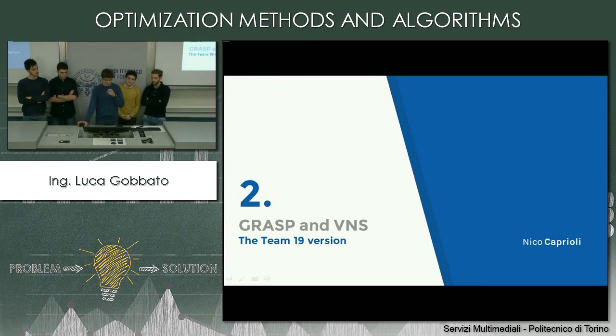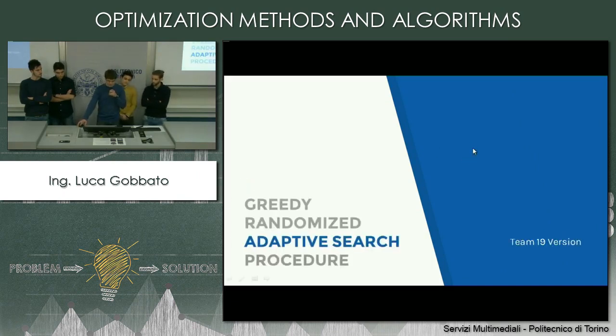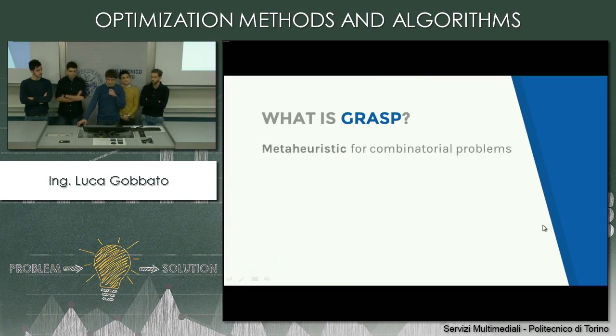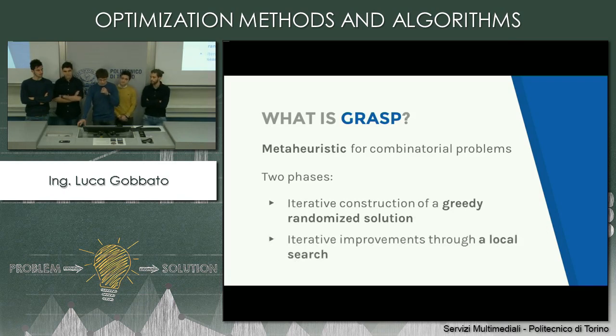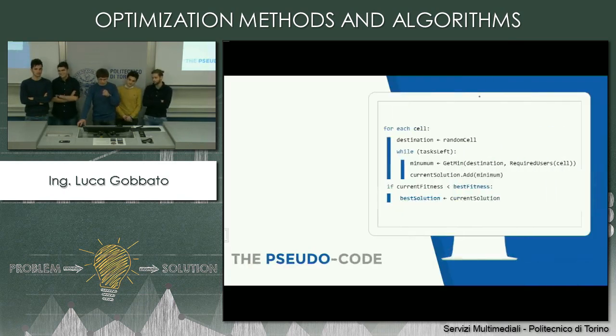Hello, everybody. In this section, I will talk about the metaheuristics we use to solve both soft and hard instances, which are GRASP and VNS. First of all, I will talk about GRASP. GRASP is a metaheuristic for combinatorial problems which has two phases. First, an iterative construction of a greedy randomized solution, and then an improvement through a local search.